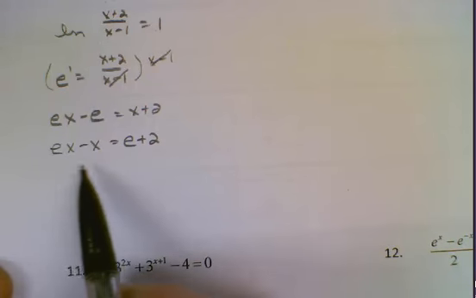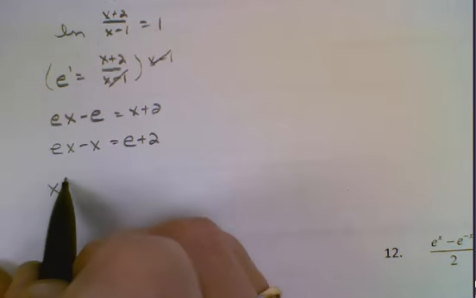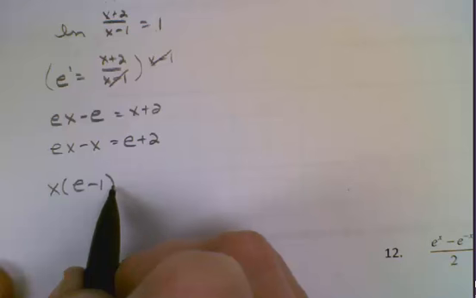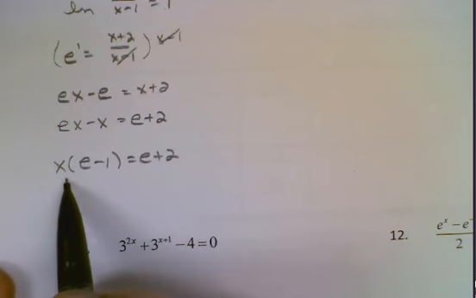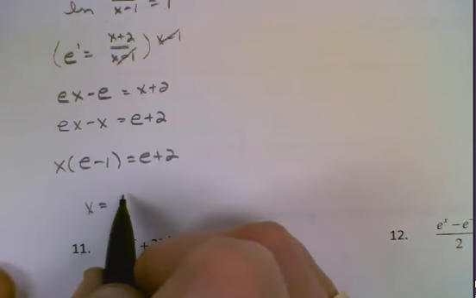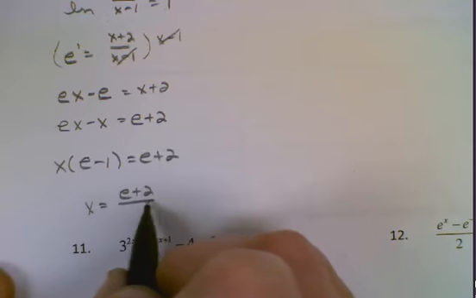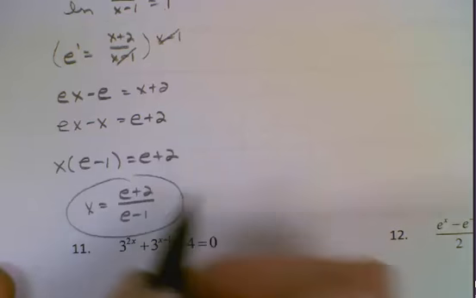I collected the x's over here because they're common, so I'm going to factor that out. And the reason I do that is now I can divide to get x by itself. So x is going to equal (e + 2) over (e - 1). And that's all you can do without a calculator.